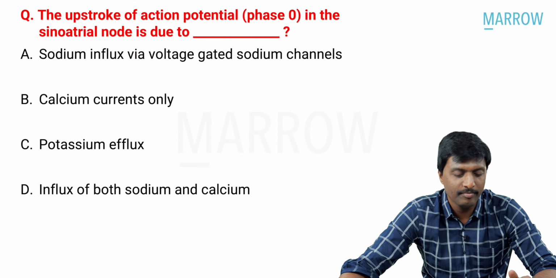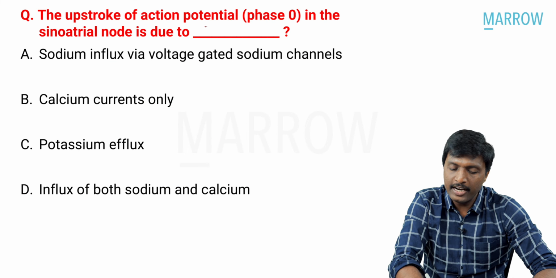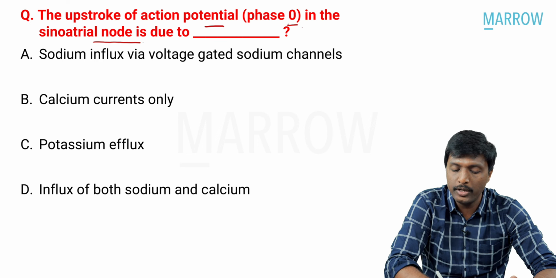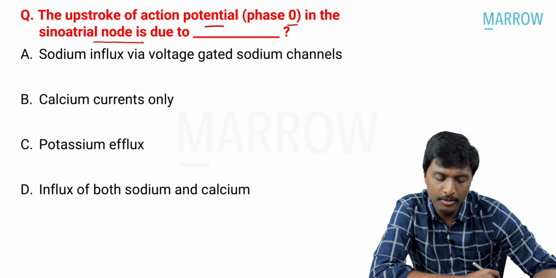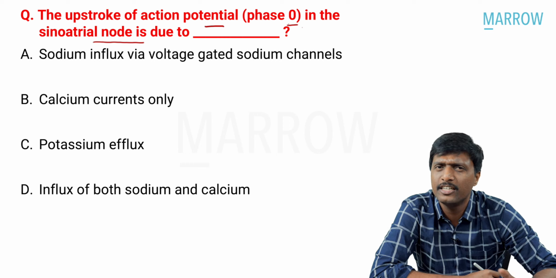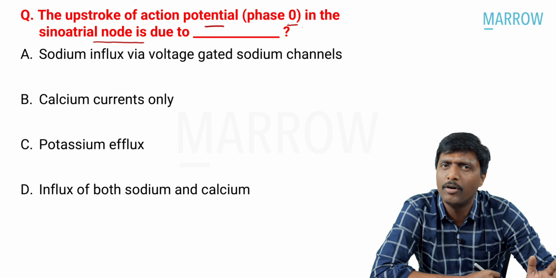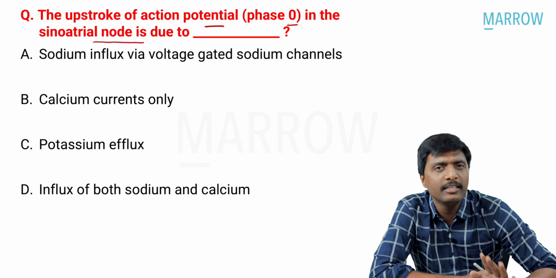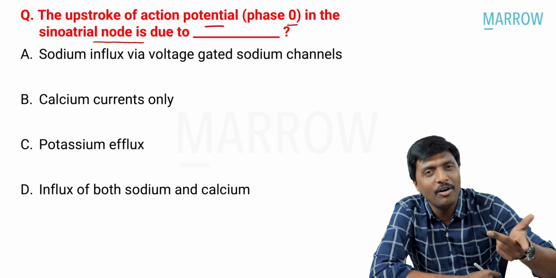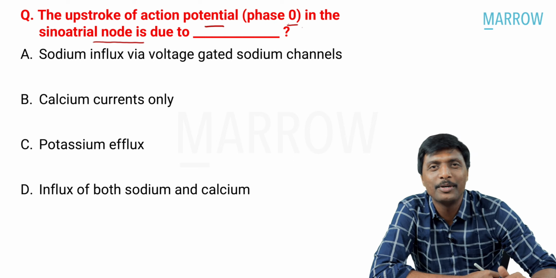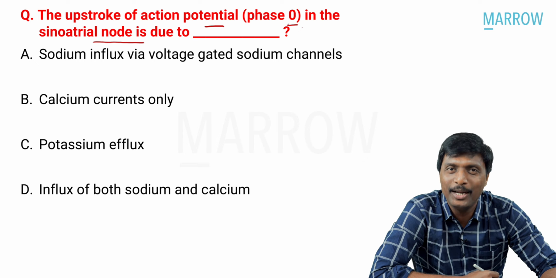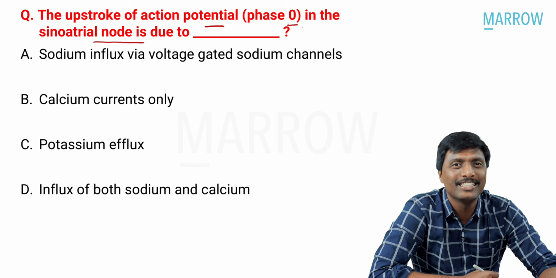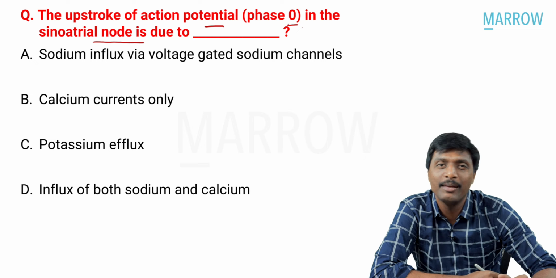Next question. The upstroke of action potential, that is phase 0, in the SA node is due to. Look into the options. They interchanged sodium, potassium, calcium, all these three names, and mingled them to give some options. I think in every session they alternate between these two action potentials. In the previous session it was about the ventricular action potential. Now in this session it is about the SA nodal action potential. That means these two potentials are very, very important.